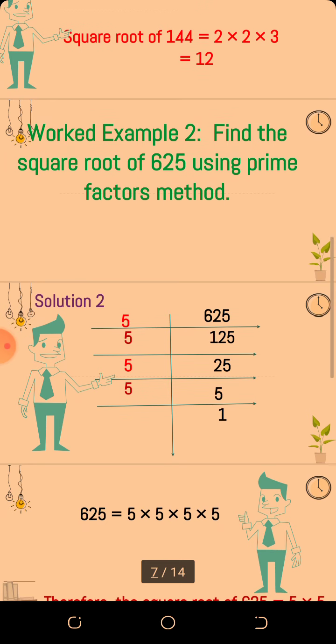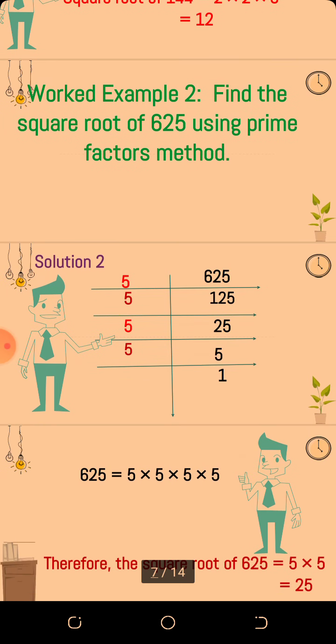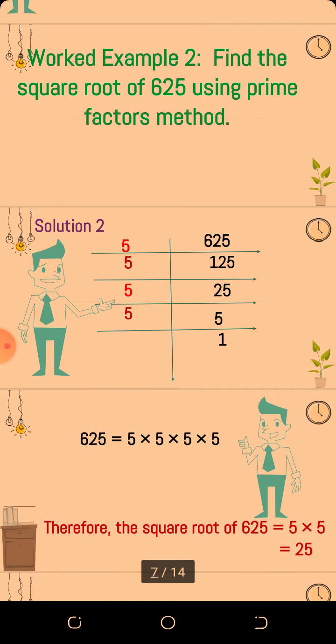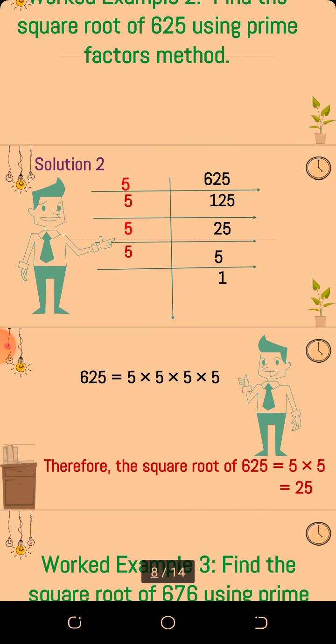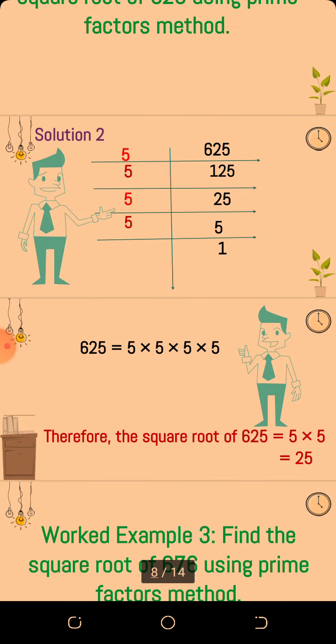Example number 2. We are told to find the square root of 625. Now, 2 in 625. 2 cannot go in 625. There will be a remainder. We move to the next prime number, which is 3. 3 cannot go in 625. There will be a remainder. So we move to the next prime number, which is 5.